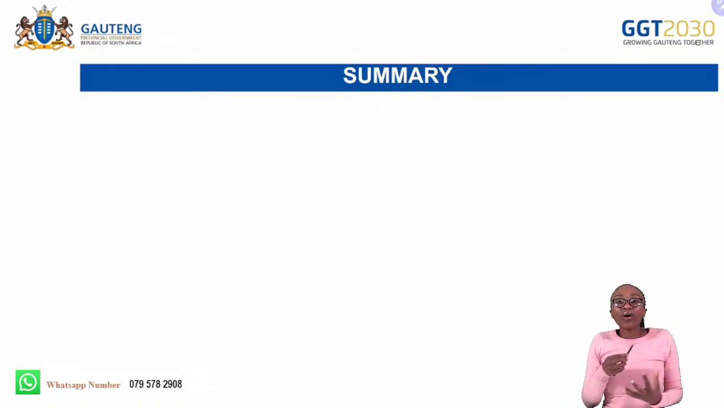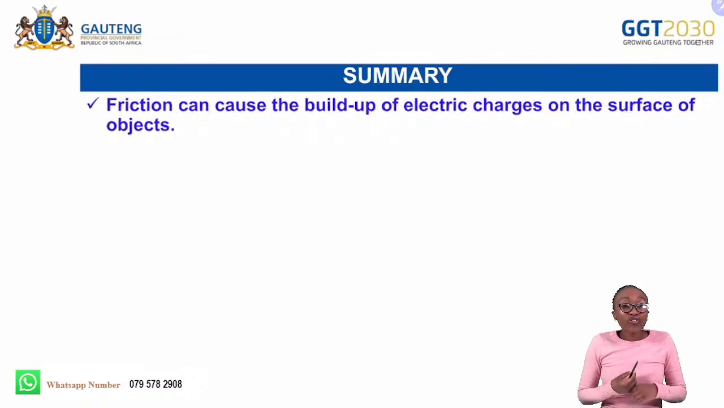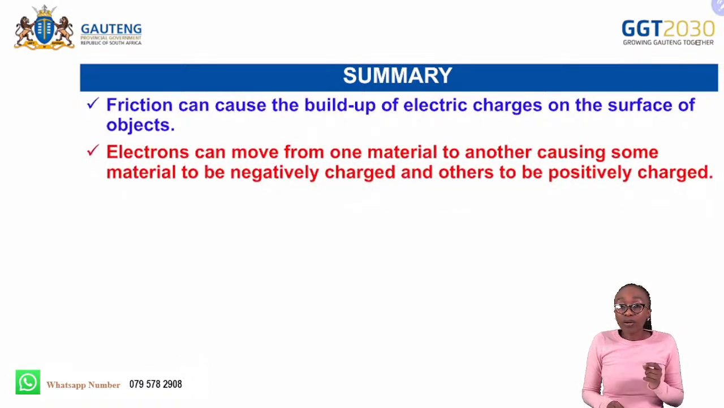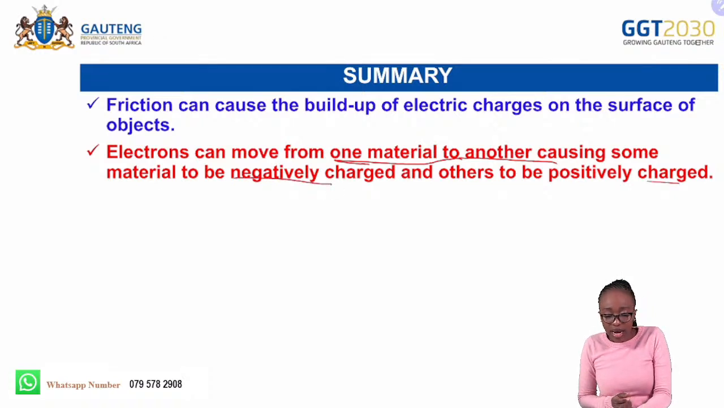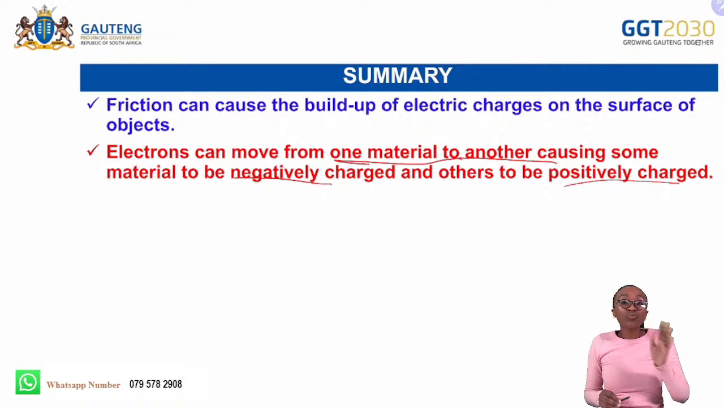So now let's wrap up our lesson and summarize everything that we've learned today. So friction can cause the buildup of electric charges on the surface of objects. So if there's friction, it can be the cause of a buildup of charge. Now, electrons are capable of moving from one material to another, causing some materials to be negatively charged and others positively charged. This moving from one object to another.